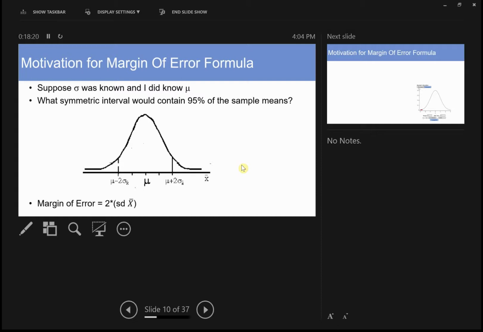So here's what I did instead. This is what's actually going on. I found the z-score that contained 95%, and this z-score happened to be 2. So there's 5% in the tails, which means there's 2.5% in this tail. So this is the z-score corresponding to the 2.5th percentile. That ends up being 2. And that's how I got that number.